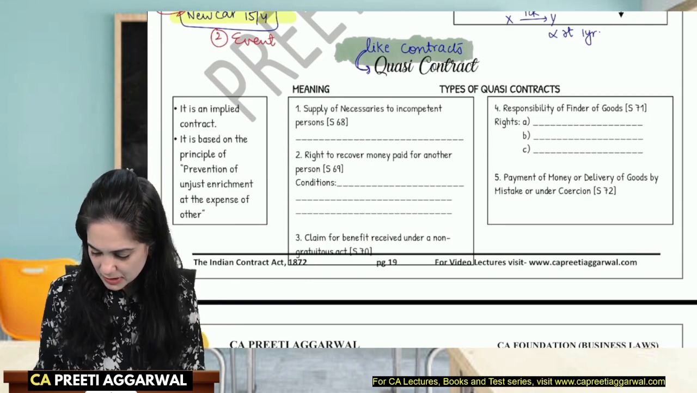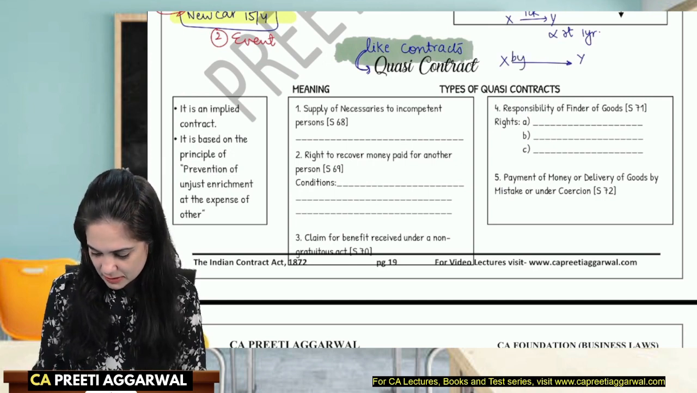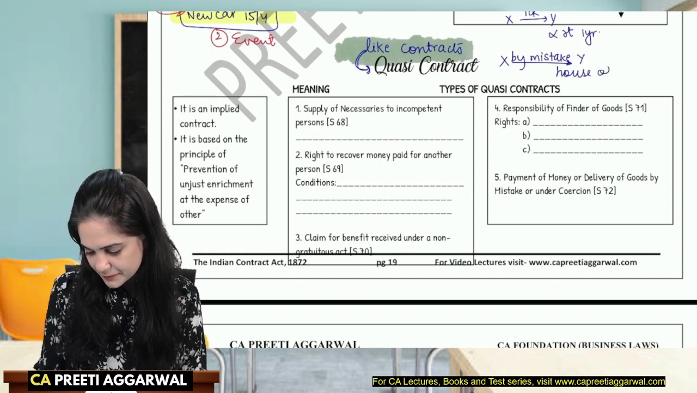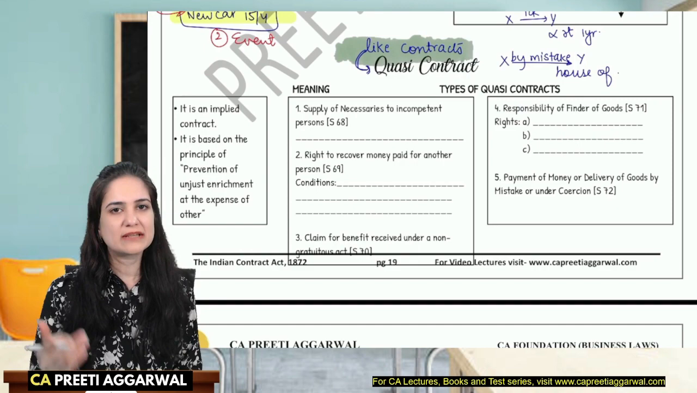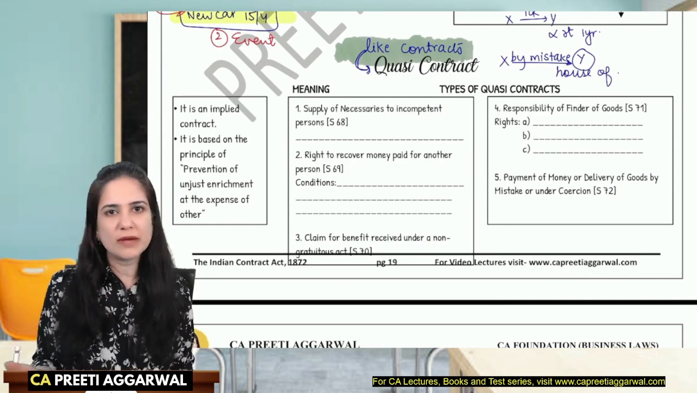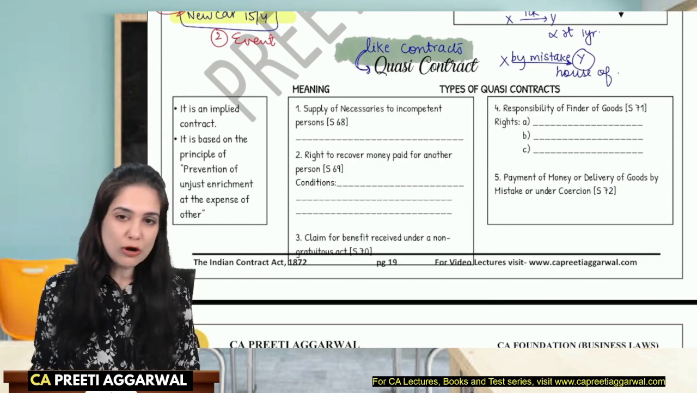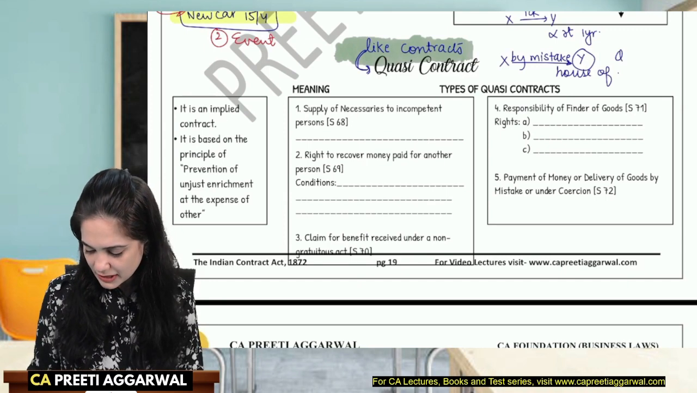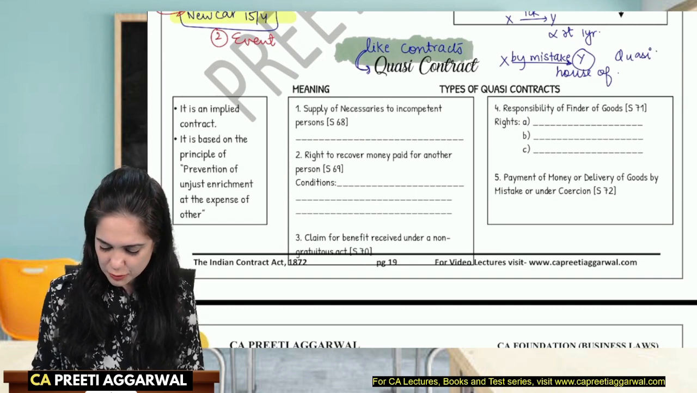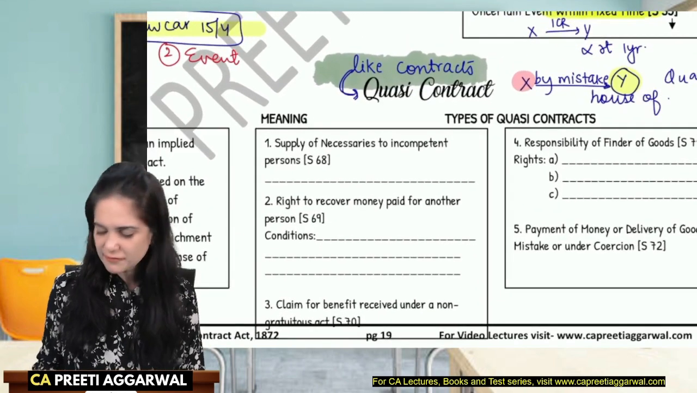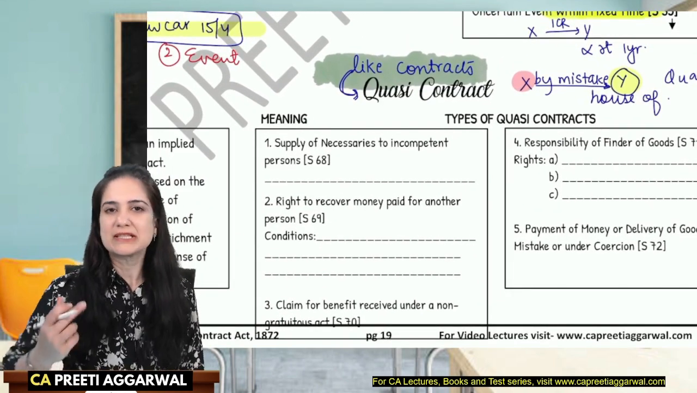Now let's say, for example, that X by mistake left the goods at the house of Y. Y used the goods. Now, if Y has used the goods, he will have to pay for the goods. There was no offer, there was no acceptance. Even then, this is a valid contract. It is a quasi contract. See, we are saying that why should we allow Y to enrich himself at the expense of X? If you have used the goods, you will have to pay for it. This is a quasi contract.